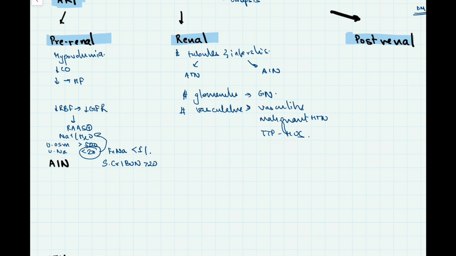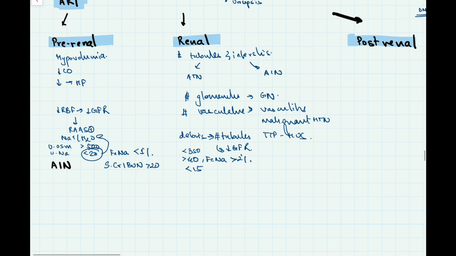So here what happens is that there is patchy necrosis due to which debris is formed which occludes the tubules, and due to the non-functioning tubules there is a decline in GFR. Right. So here the urine osmolarity would be less while the excretion of sodium is more as the tubules are non-functional. So urine sodium would be more than 40. While talking about FeNa, the FeNa will rise to more than 2%. Here the blood urea nitrogen is less than 15.